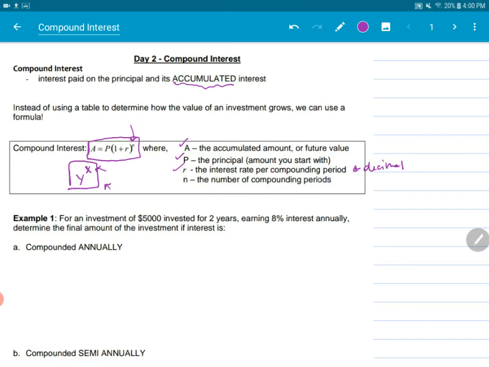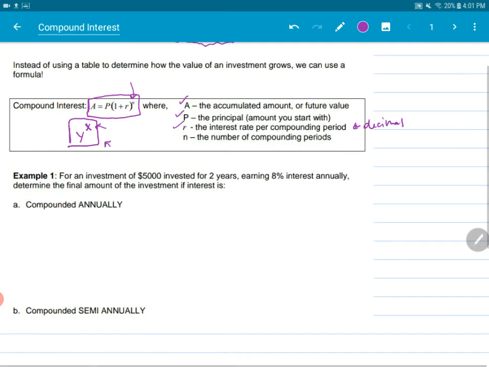Yesterday's task, or 2 days before, was a chart that you had to fill out with all the different compounding periods. So the words that you need to know are annually, once a year; semi-annually, twice a year; quarterly, 4 times a year; monthly, 12 times a year because there are 12 months in a year; weekly, 52 times a year; and daily, 365 times in a year. So that's going to help us out.